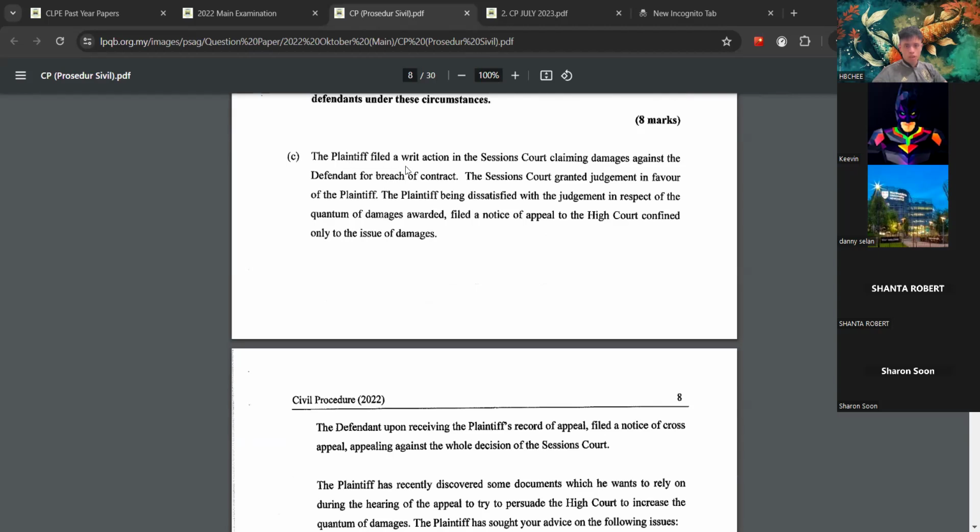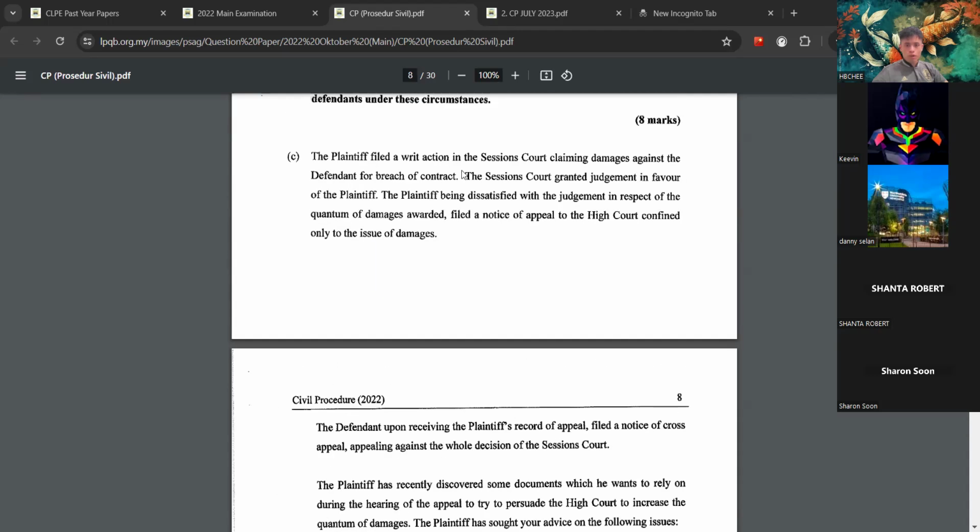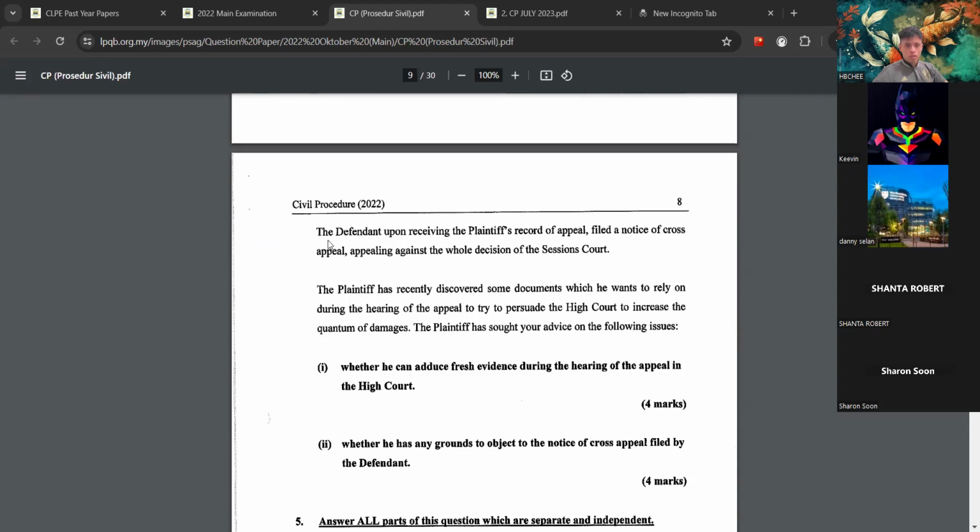Plaintiff filed a writ action claiming damages against the defendant for breach of contract. Sessions Court granted judgment in favor of the plaintiff. Being dissatisfied, the plaintiff filed a notice of appeal to the High Court confined only to the issue of damages. The defendant, upon receiving the record of appeal, filed a notice of cross appeal appealing the whole decision.